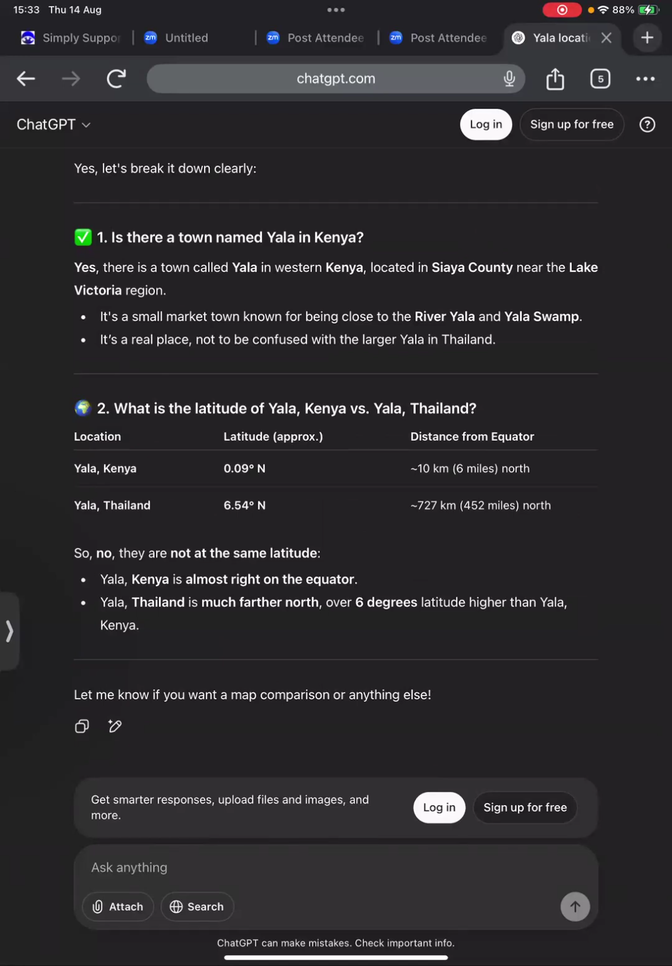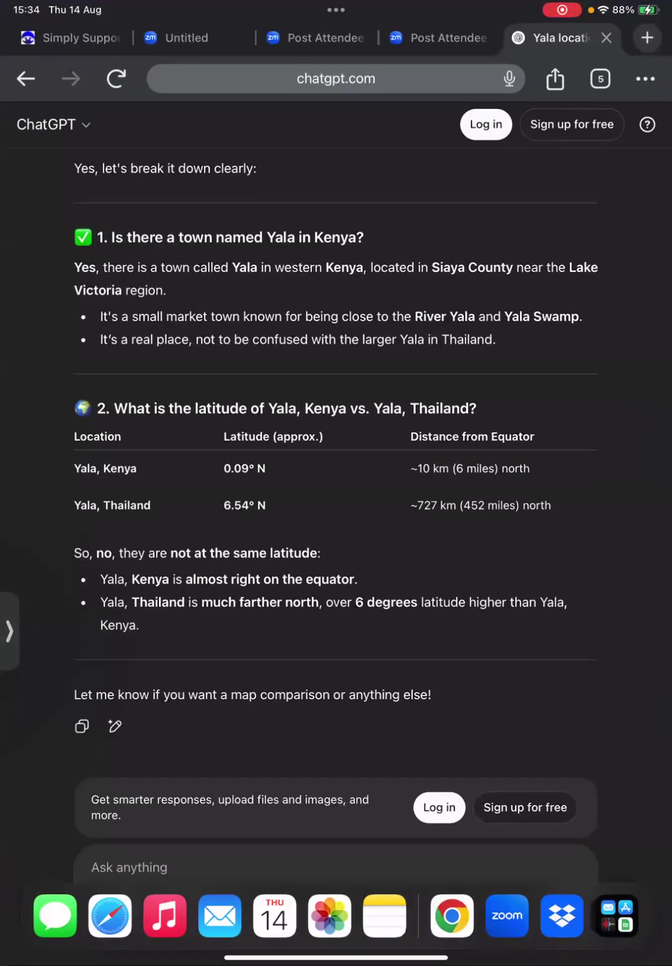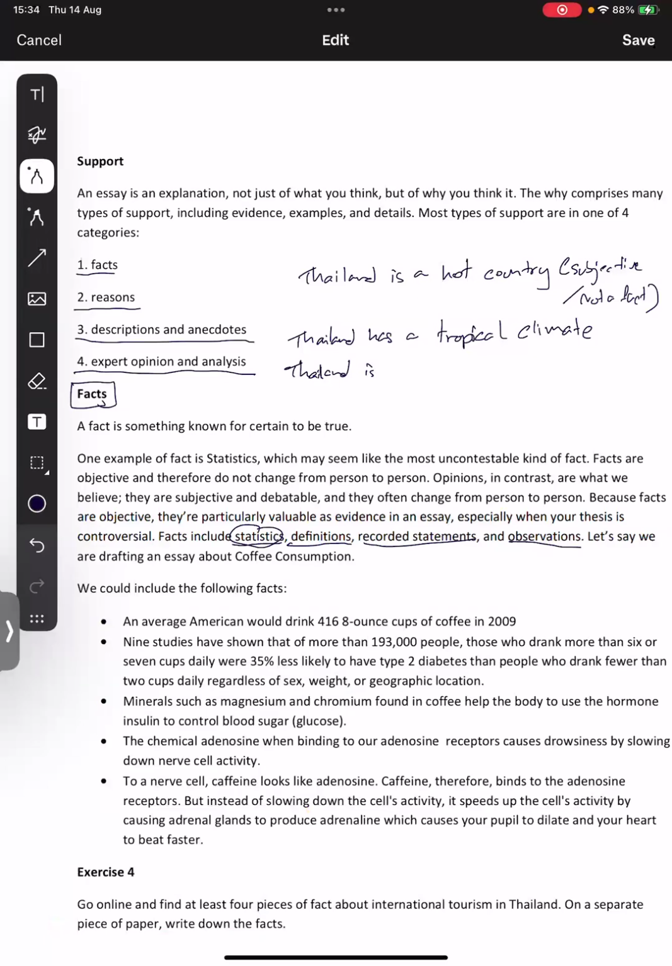Yep. Yeah, I got it. Not the same latitude. So we are way above the equator, but Yala is only 0.09. So we can say it's right at the equator, so it must be searing hot. Very, very hot. People from Yala in Kenya will not say Thailand is hot. They're at the equator. They are way, way hotter.